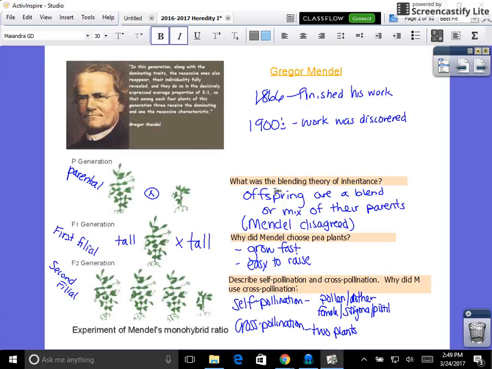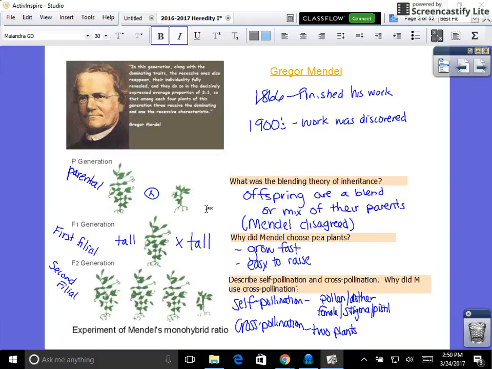So at the time he was doing his research, there was a theory of inheritance called the blending theory, and it was that offspring are a blend or mix of their parents. And Mendel kind of disagreed with this because he didn't really notice that there was a blend. For example, if tall pea plants were crossed with short pea plants, he didn't see medium-sized pea plants, which would be the blending theory of inheritance. Now, there are some exceptions to what the rules are, but he disproved this with some of his experiments.